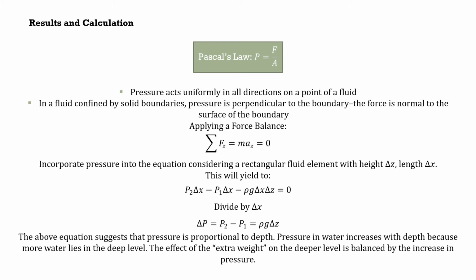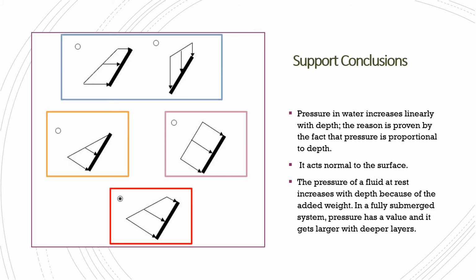This can also be seen by this equation that we derived. From the 5 choices of the figures given, these two pressure distributions highlighted in blue are eliminated because the pressure is not normal to the gate surface. As you can see, the distribution is not perpendicular.